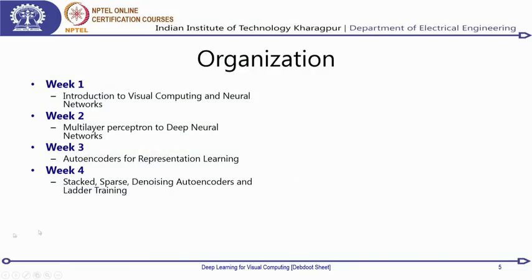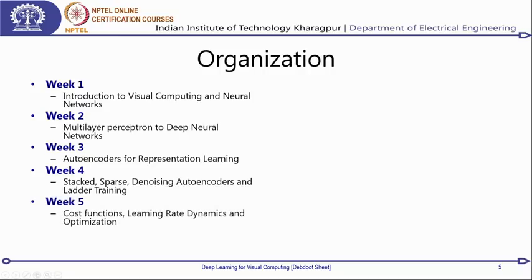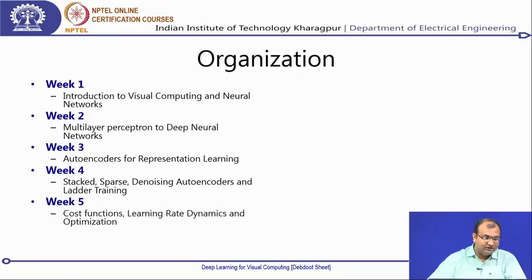From there we move on to week 5, where we would be looking into cost functions, learning rate dynamics and optimizations, and this is where the whole learning happens. Typically when we say that something has to learn, there have to be certain aspects over there: what is meant by learning and how does something learn. These are the concepts which we would be covering in week 5.